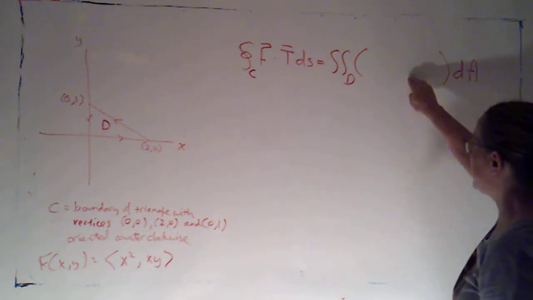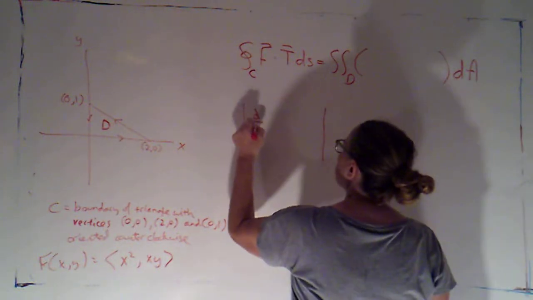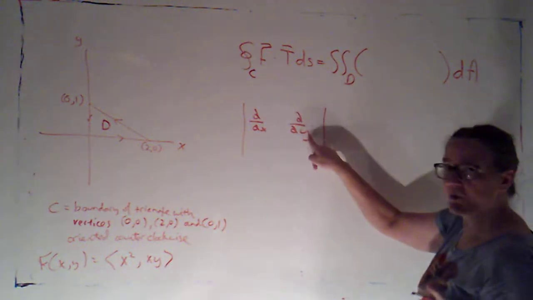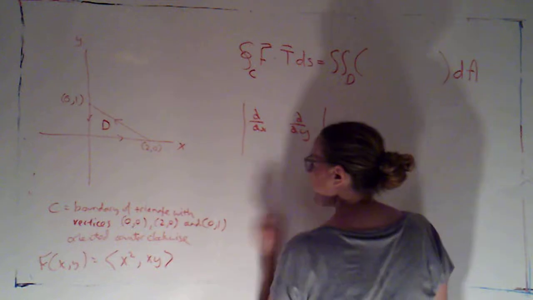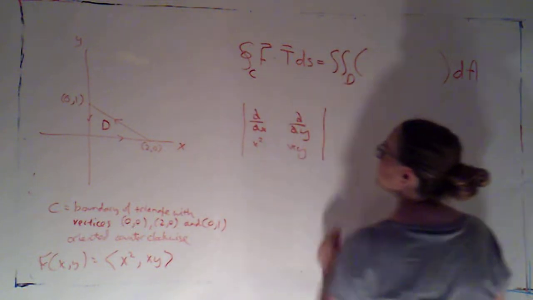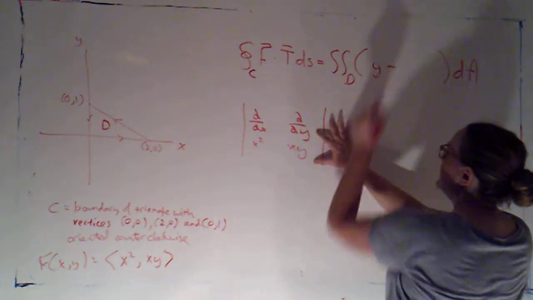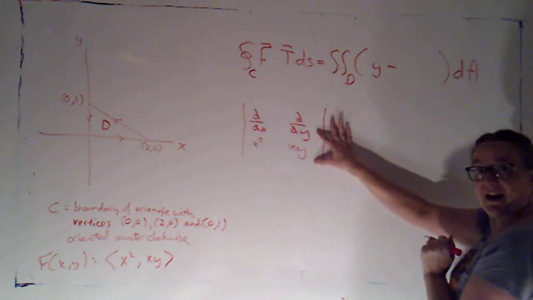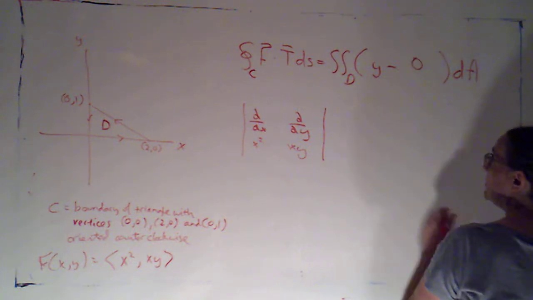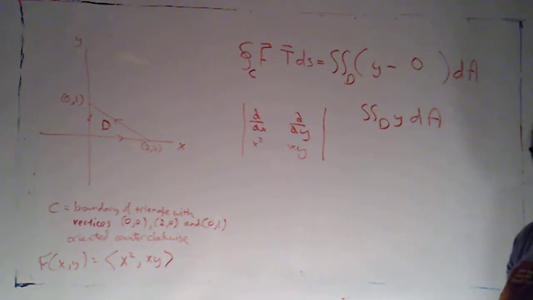And let's see, to see what I would integrate, I'm going to just use the shortcut because I'm so bad at memorizing things. I take this 2 by 2 determinant, my 2 partial derivative operators in alphabetical order, and then the components of F, x² and xy. So I'm getting the partial with respect to x of xy, which is just y, minus the partial with respect to y of x². Well, that's just 0. Cool. So I'm integrating over D just y dA.